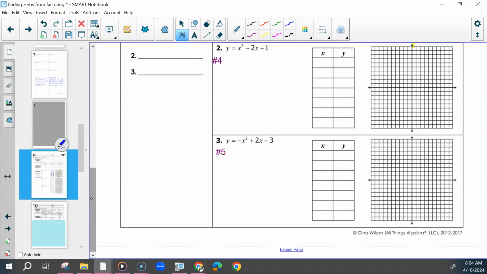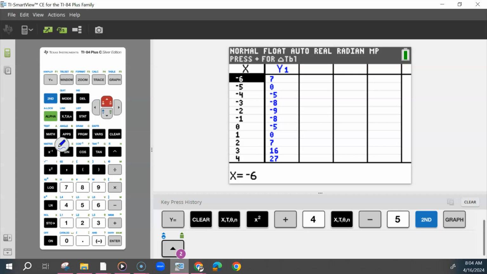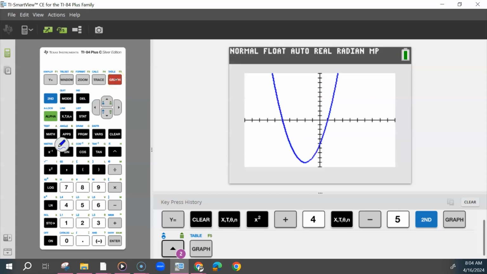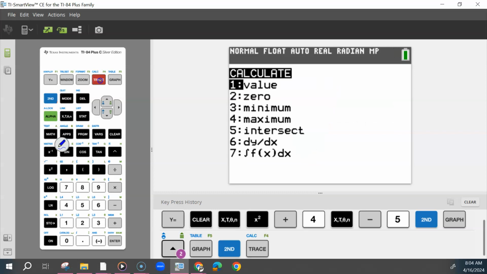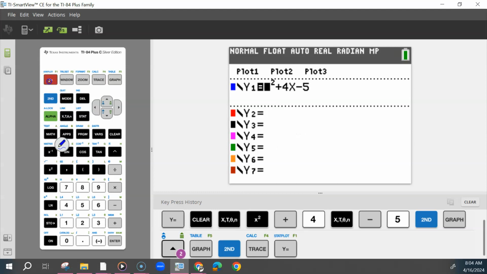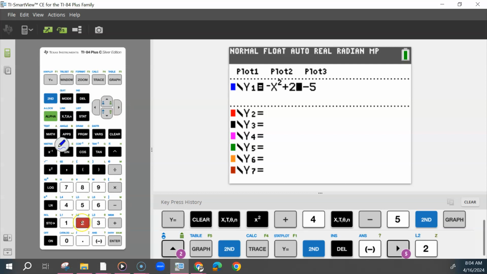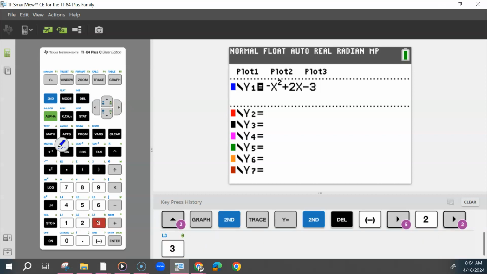If you had something where maybe the zeros weren't clear in your graph, if they were there and you could count them, that's fine. If not, go into second trace and find your zeros that way. But I'm going to go ahead and put in number 3. And then go into the table.